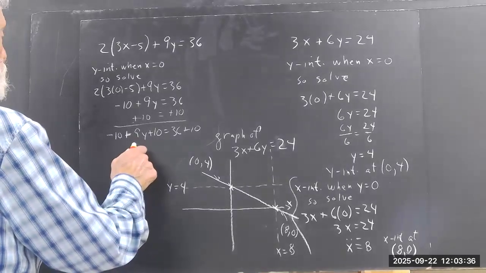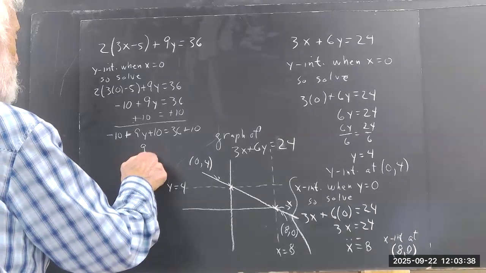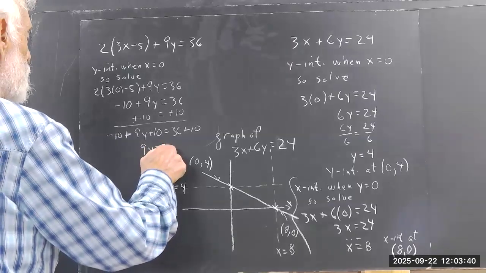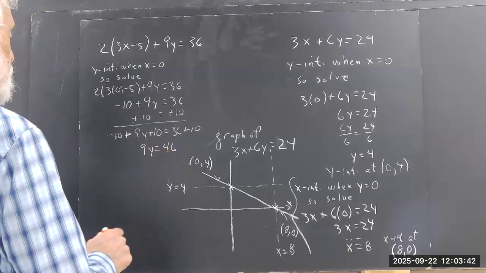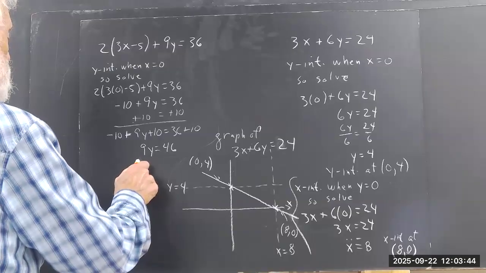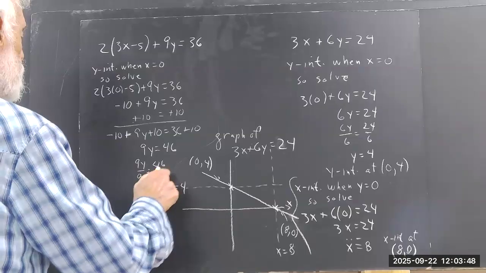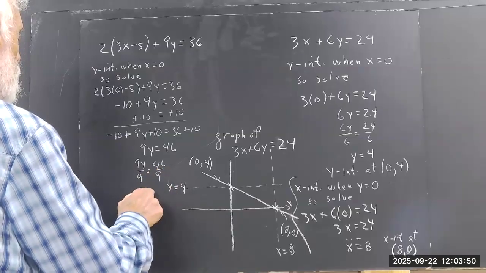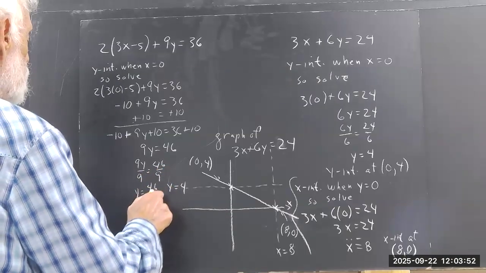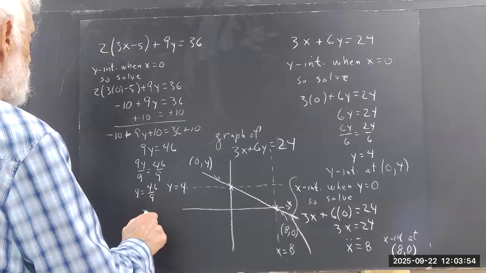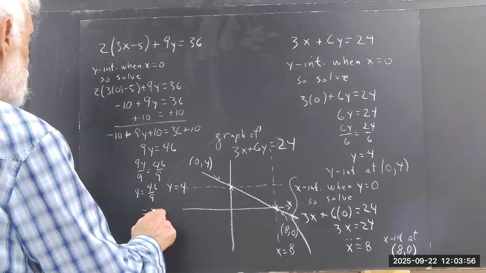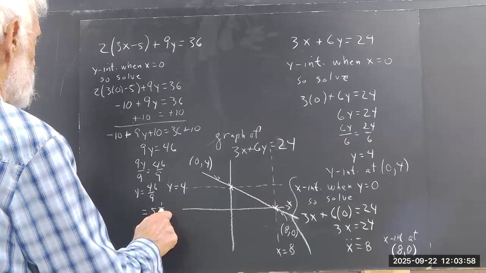But this tells you then that 9y equals 46. So 9y over 9 equals 46 over 9. y equals 46 over 9. Now we've got to put that on a graph. So we kind of have to know that that's 5 and 1/9.